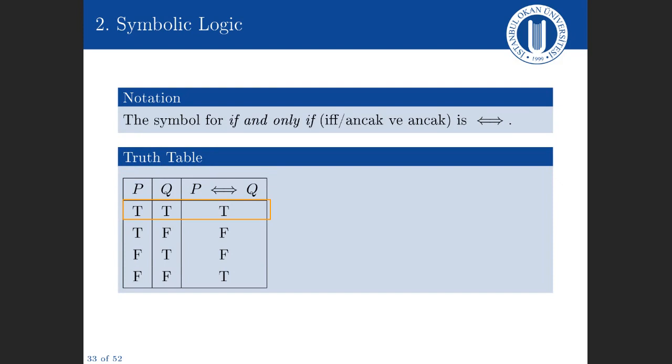Look at the first line. Are P and Q the same? Yes, they're both true. Therefore, P if and only if Q is true. Line 2 and line 3. Are P and Q both the same? No. One is true and one is false. So P if and only if Q must be false. And then bottom row. Are P and Q the same? Yes, they're both false. Therefore, P if and only if Q is true.